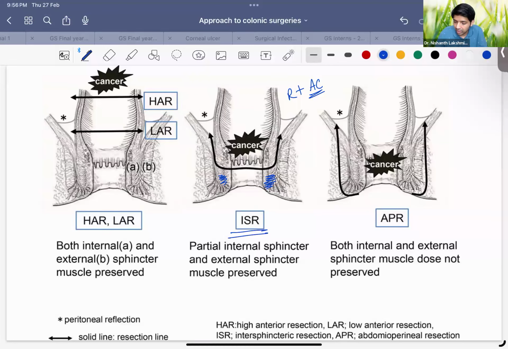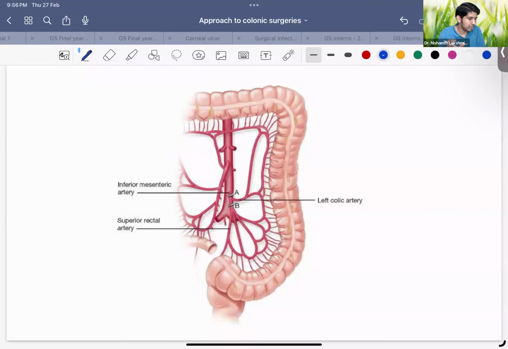Last is, if there is no choice and you have to sacrifice both the internal and external sphincter, you might as well remove the entire thing. That is called an APR, abdominoperineal resection, and you will end up with a permanent end colostomy. Okay. Any doubts in the terminology before we go ahead? If you have doubts, you can even put it up on the chat box.